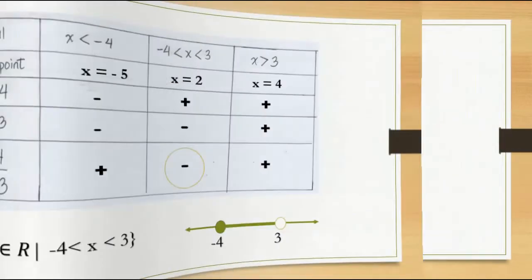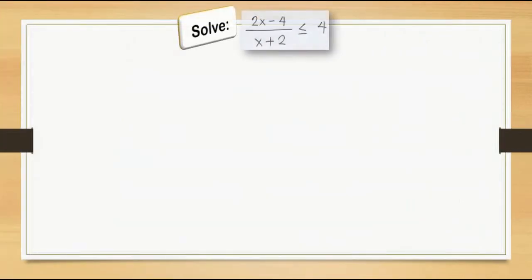Let's now solve (2x minus 4) over (x plus 2) is less than or equal to 4. So (2x minus 4) over (x plus 2) minus 4 is less than or equal to 0. This is because we are going to make the right side 0, so we are going to transfer 4 to the left side. Now, the LCD there is x plus 2.